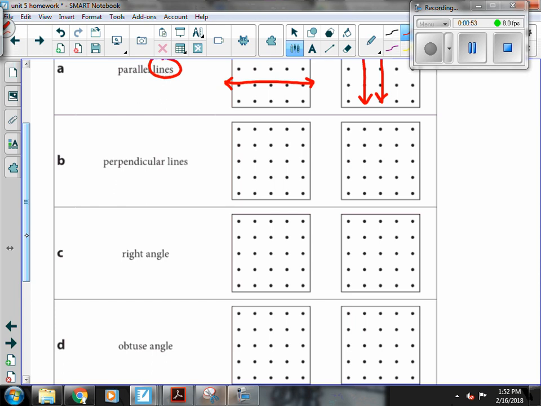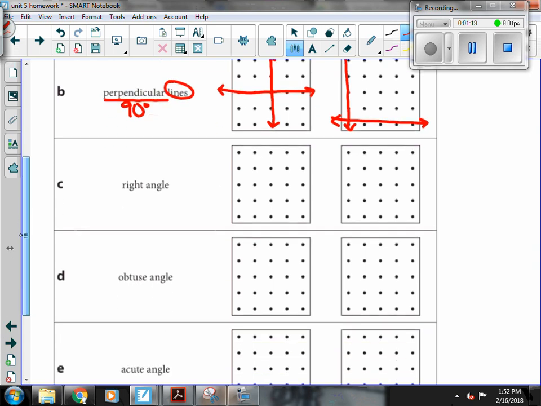Perpendicular lines, and again, they're lines, so we need the arrows on the end. The perpendicular is a cross at that 90-degree angle to make that right angle. So I'm going to have one that maybe goes right across the center. And then maybe my second one I'll kind of do in the corner. Like that.